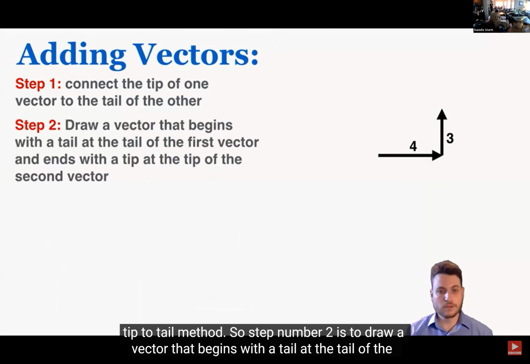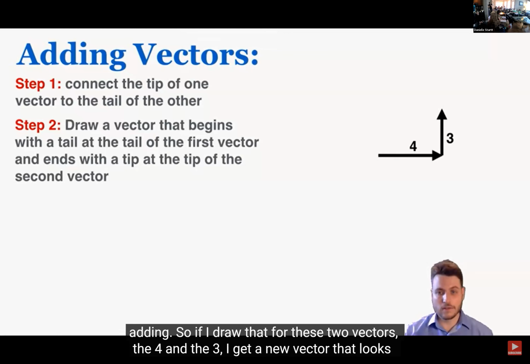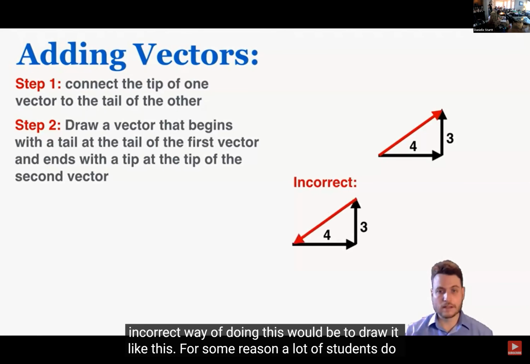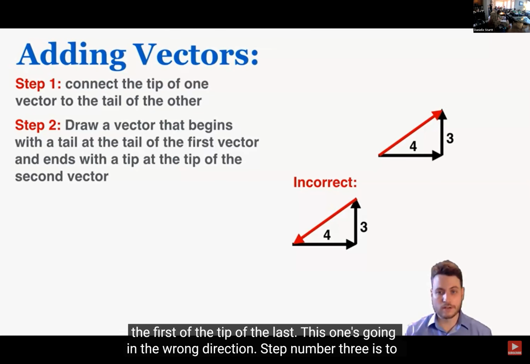So step number 2 is to draw a vector that begins with a tail at the tail of the first vector and ends with a tip at the tip of the second vector or the last vector that you're adding. So if I draw that for these 2 vectors, the 4 and the 3, I get a new vector that looks like this. So it starts at the tail of the first and ends at the tip of the last like that. So an incorrect way of doing this would be to draw it like this. For some reason, a lot of students do this their first time adding vectors. So please make sure that you're drawing from the tail of the first to the tip of the last. This one's going in the wrong direction.